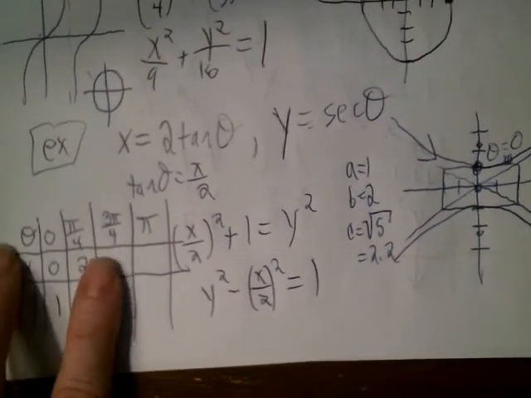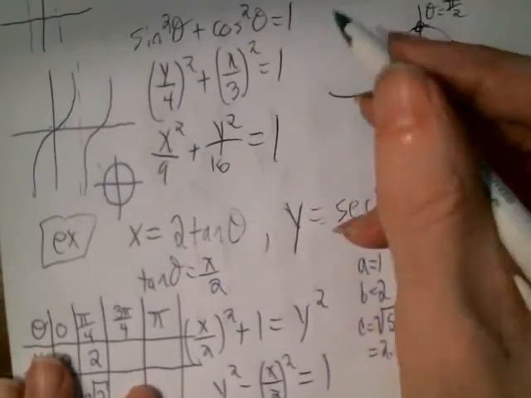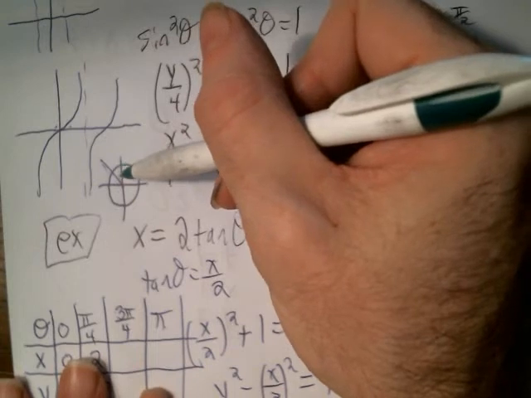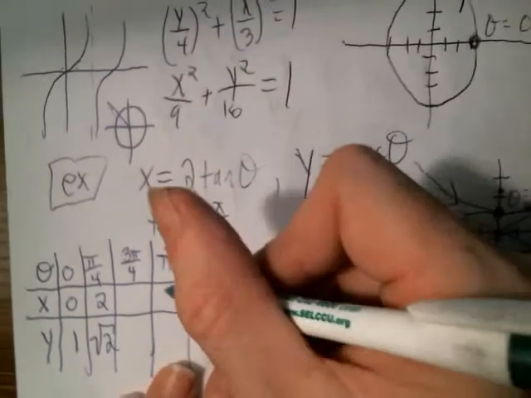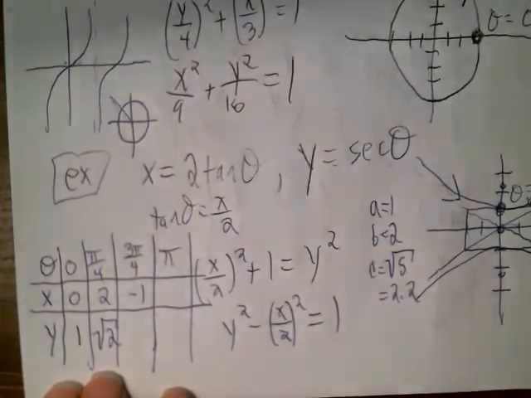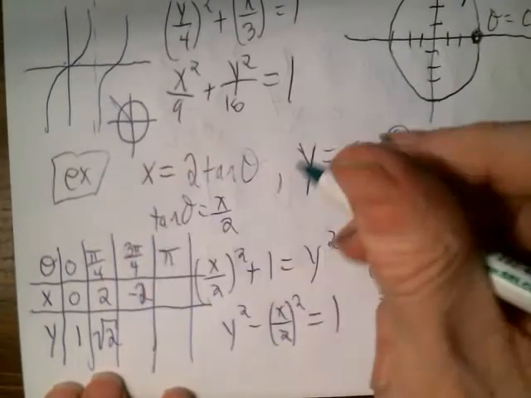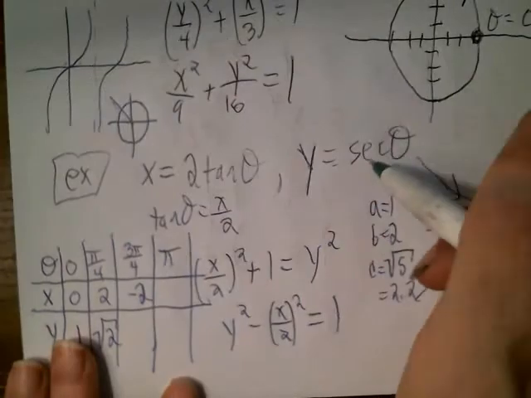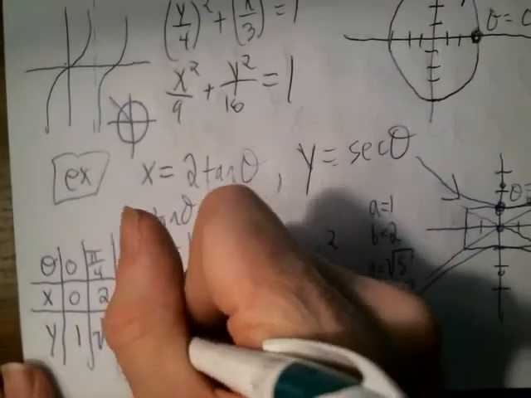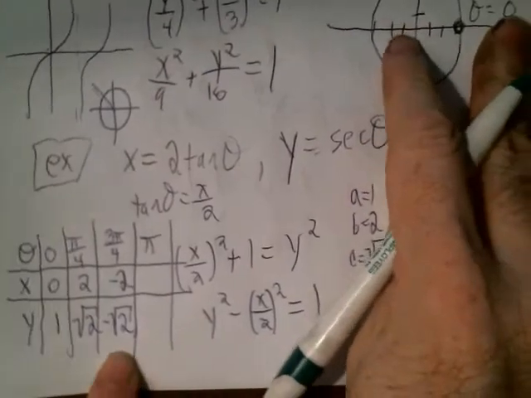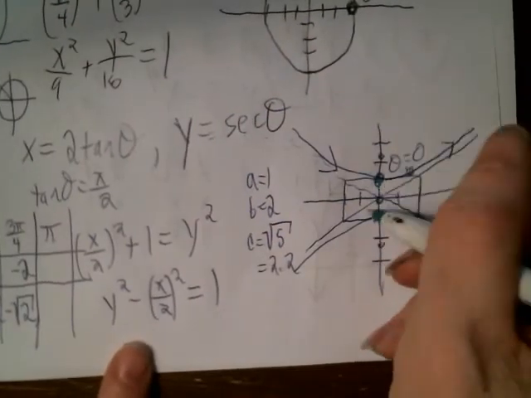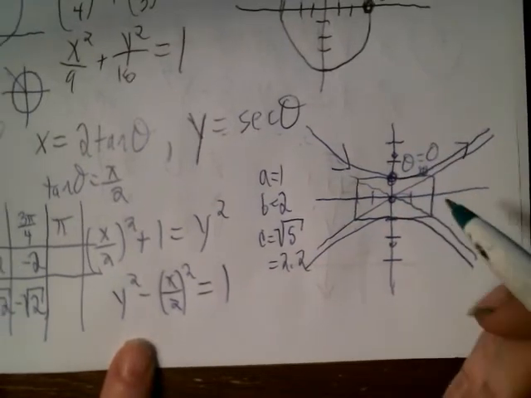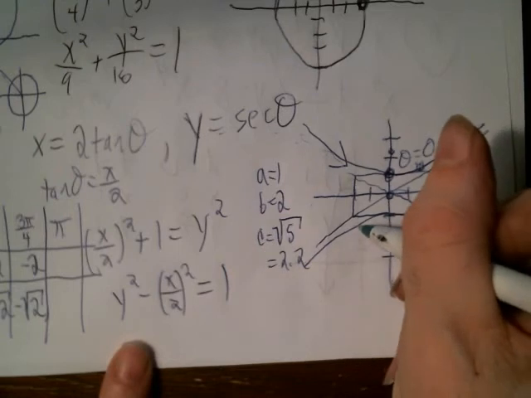Then I jump to the other branch at 3 pi over 4, so tangent of 3 pi over 4, cosine is negative, but sine is positive, so it's going to be negative 1. Negative 2, sorry, because it's 2 times negative 1. And then secant of 3 pi over 4, that's going to be negative radical 2, right? So (-2, negative radical 2) is going to put me down here.